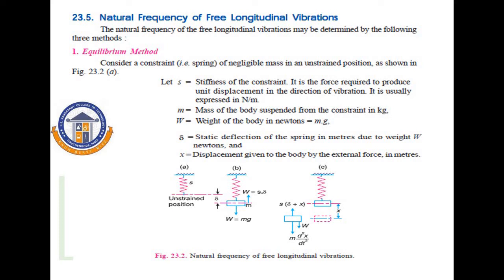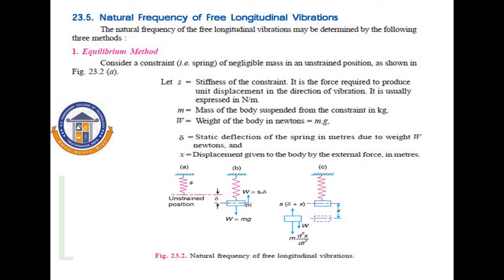Now there are certain terminologies you have to know while dealing with the vibration of springs. Let s be the stiffness of the spring. Stiffness is the amount of load required to produce unit deflection, usually expressed in newton per meter. Small m is the mass of the body suspended from the constraint in kg. Capital W is the weight of the body in newtons.